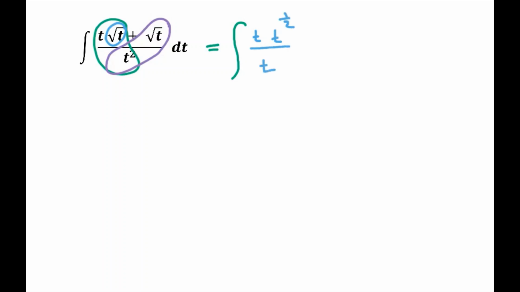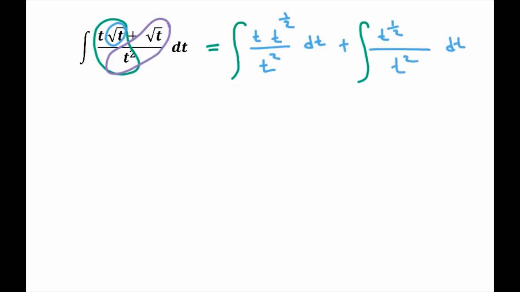Now, what about this function here? Well, we can split this. So I could say it's equal to the integration of, I'm going to take this part and then this part, okay? So it's going to be t, and instead of square root, I'm going to make it to the power of 1/2 dt plus the integration of t to the power of 1/2 over t to the power of 2 dt.